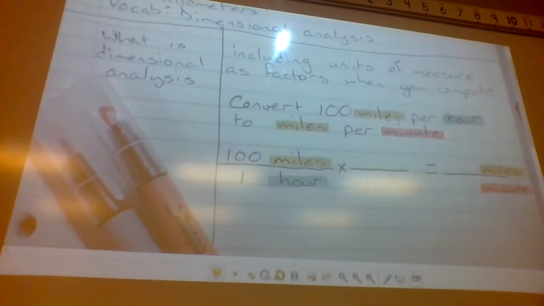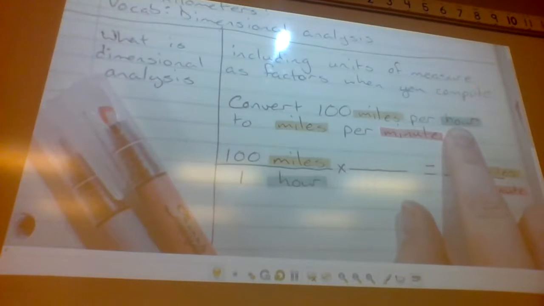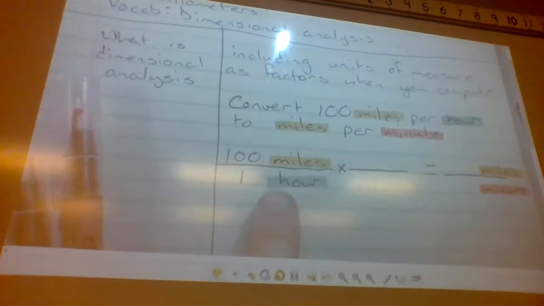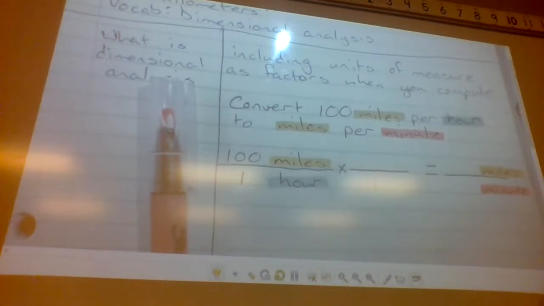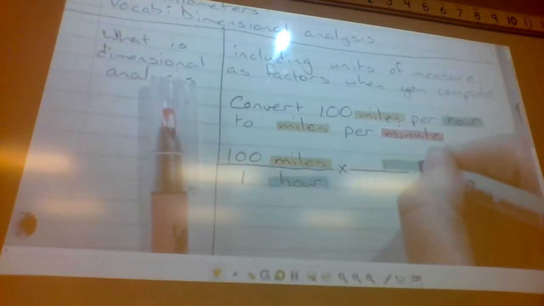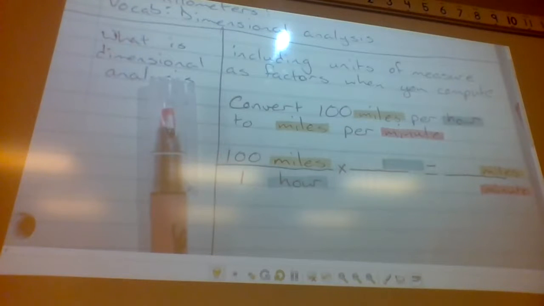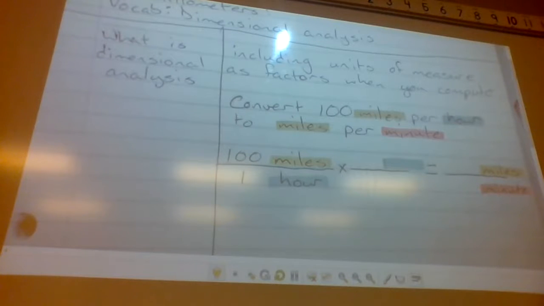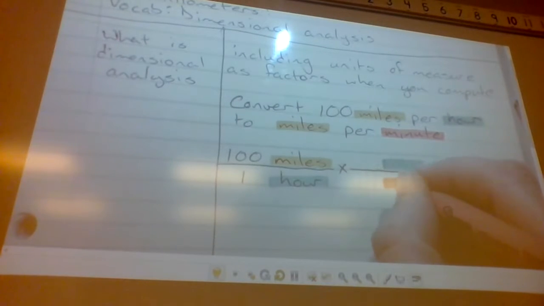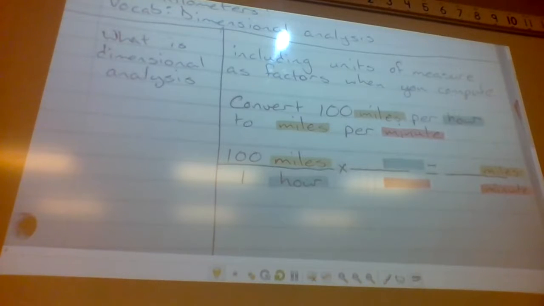Okay, now here is what it is. Whatever is changing has to change places. So what did we start with? Hours, right? Hours has to change places because hours is in the denominator of that fraction rate. We are going to move it up to the numerator, because minutes is what we want to end with in the denominator. I will explain that one in just a minute.